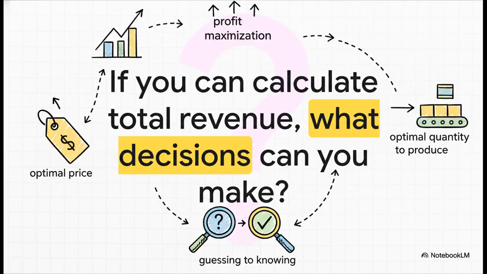We've just walked through how to find the exact total cost. Now, what happens if you apply that same precise method to calculate your exact total revenue? What does that unlock for you as a future business leader? Well, it means you can build a model to find the exact point where profit, the gap between revenue and cost, is at its absolute maximum. You can determine the perfect price to charge and the optimal number of units to produce. You stop guessing and you start knowing. And that, right there, is the entire reason we apply mathematics to the world of business.